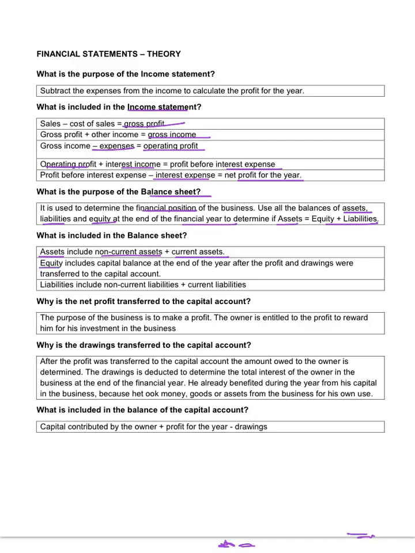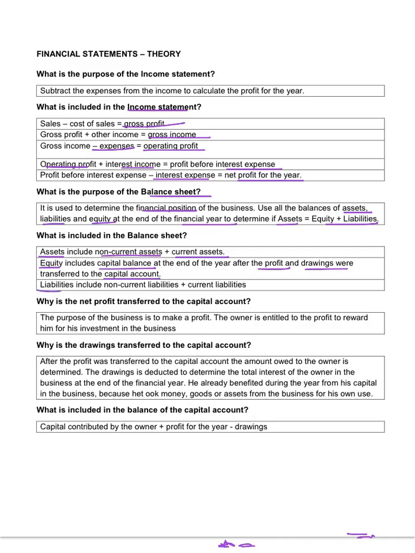Equity at the end of the year will include the capital balance at the end of the year after any additional capital contributions were taken into account. Then we will add the profit that we calculated in the income statement because the owner is entitled to the profit, and we will subtract the drawings to indicate that he's already taken some of the profit during the year, and after we calculated the closing balance of the capital account, we will record it in the balance sheet.